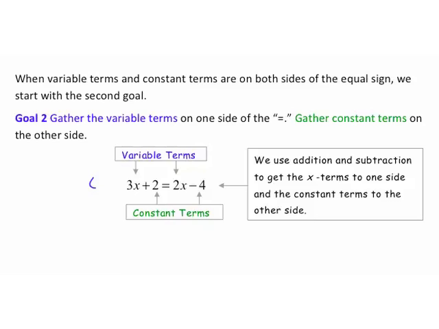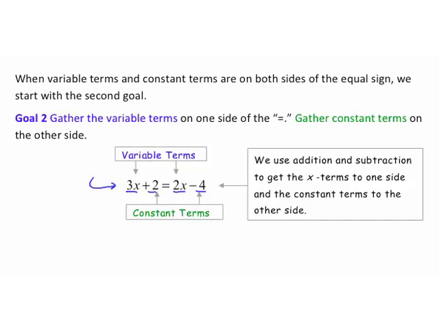So taking a look down here at our equation, you'll notice I have variable terms on both sides. On the left side I have 3x, on the right side of the equal sign I have 2x. So there are variable terms on both sides of the equal sign. I also have constant terms on both sides of this equal sign. On the left here I have a positive 2, on the right I have a negative 4. So what we need to do is get the variable terms to their respective sides and the constant terms on the other side.